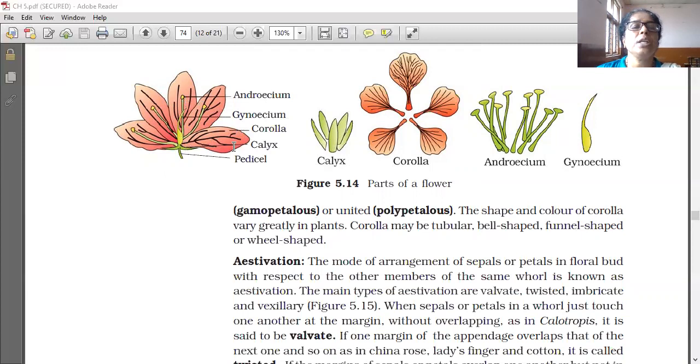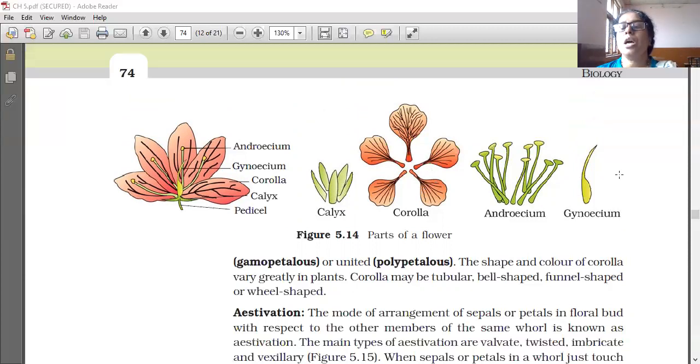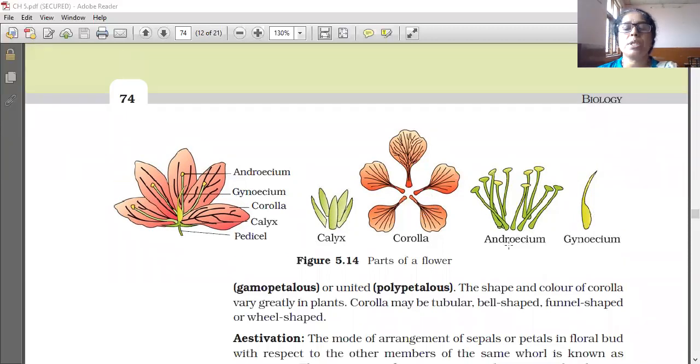Separately, it is shown there. Parts of calyx. And these are parts of corolla. Each portion of calyx is called the sepal, and each portion of corolla is called the petal. And androecium is the male reproductive structure and gynoecium is the female reproductive structure. These are the parts of the flower.